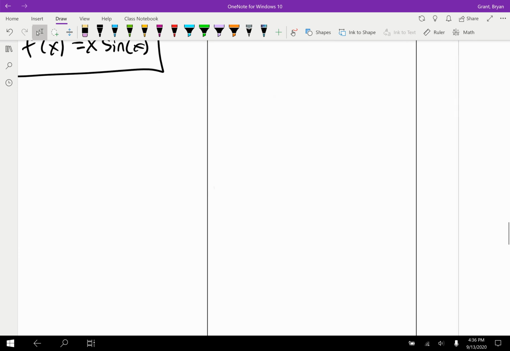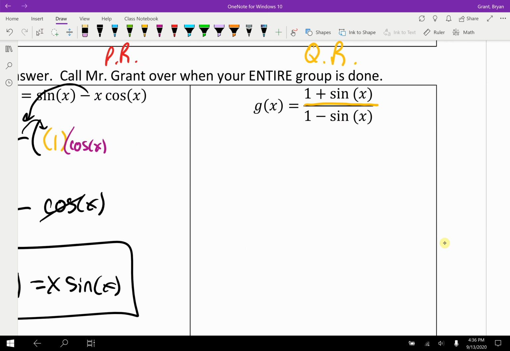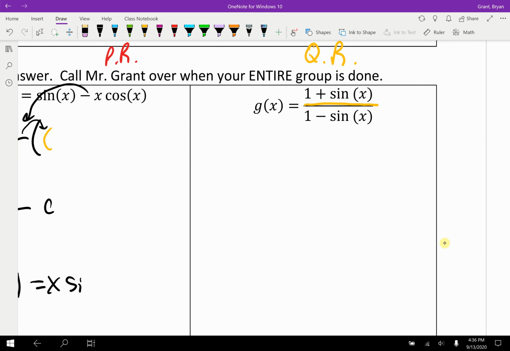Let's look at one more. Quotient rule. 1 plus sine of x divided by 1 minus sine of x. Again, I'm going to erase this other column and utilize some of the space over here. I think it's just going to make it more legible for everybody involved. So here we go. Quotient rule.